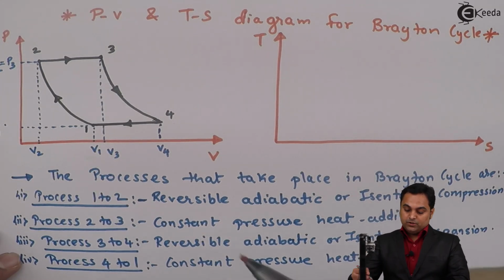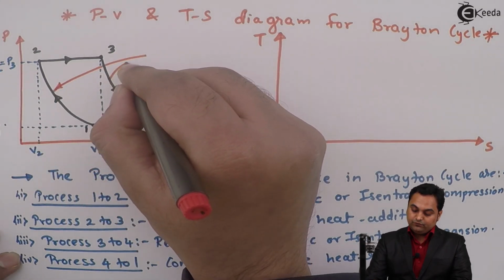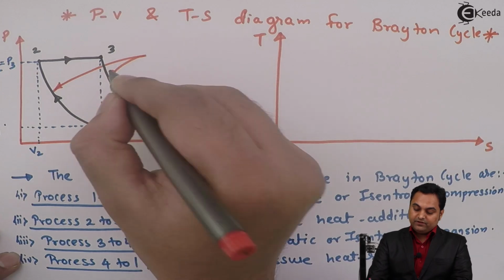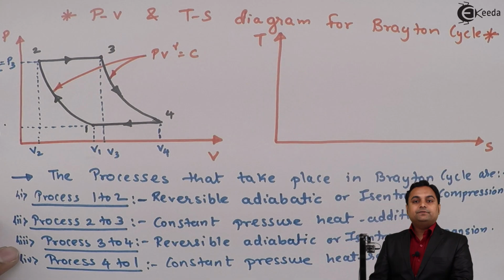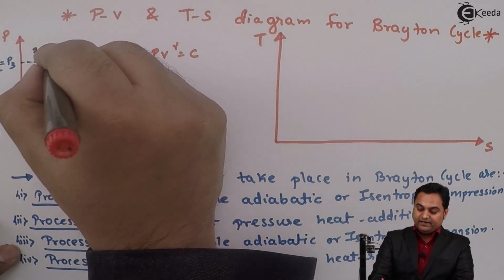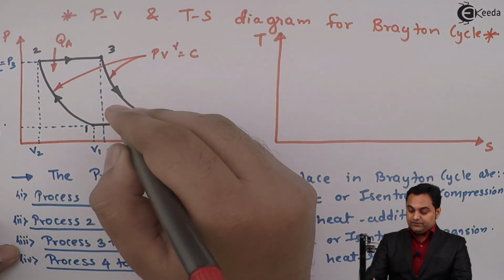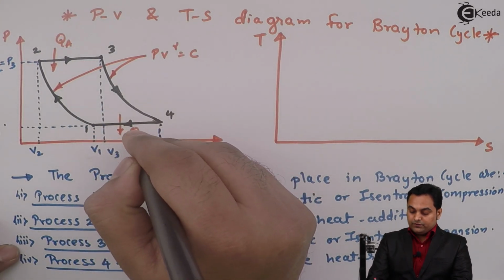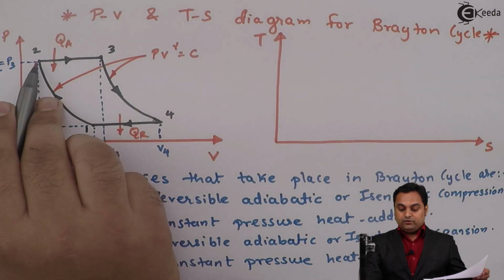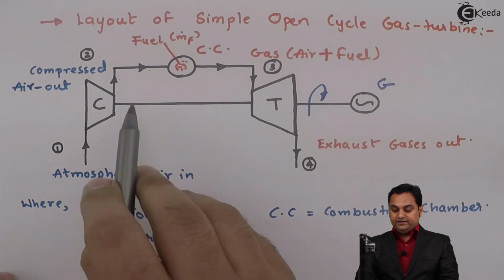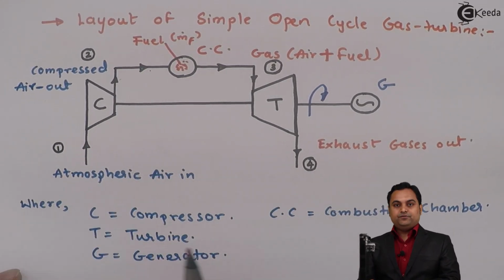Here, process 1 to 2 and process 3 to 4 follow the same law, which is PV^γ equal to constant. Next, heat is added during process 2 to 3, so heat addition. Heat is rejected from 4 to 1, so heat rejection. As we can see here, from 2 to 3 the heat is added in the combustion chamber, and from 4 to 1 the heat is rejected to the atmosphere.